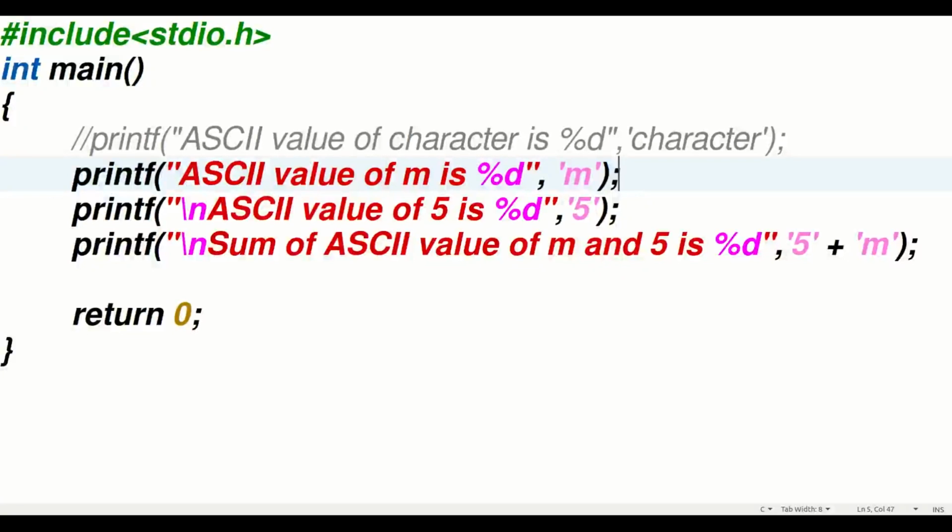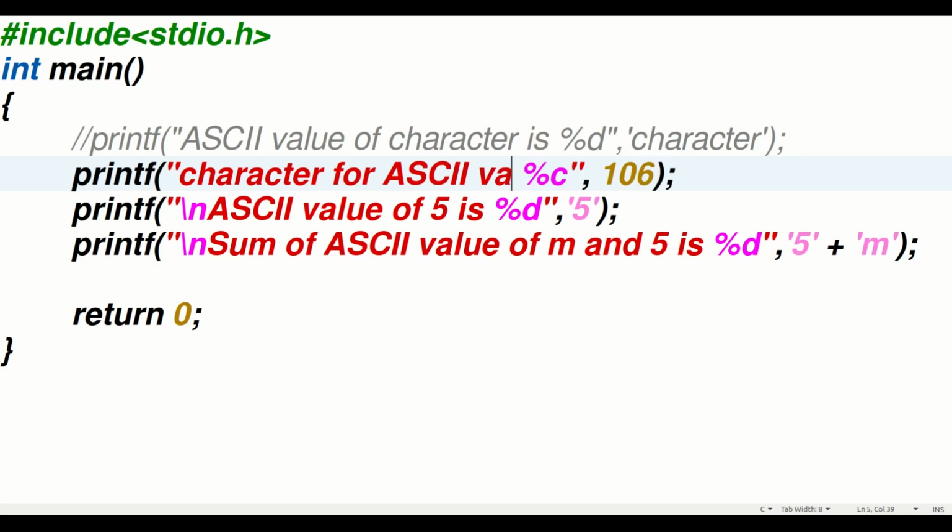Now in order to display a single character constant for which an ASCII value is 106, I'm going to replace this m by 106, and this %d with %c, and here character for ASCII value 106 is %c. Now let's save it.